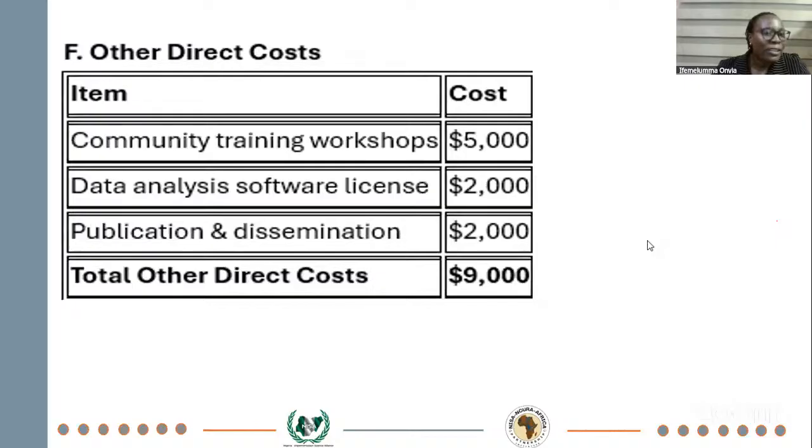Then we have other direct costs. As you can see, we've listed this before. We have our publication and dissemination, data analysis software license, community training workshops. Sometimes you may have communication costs that are directly related to that project. That can as well come under here.